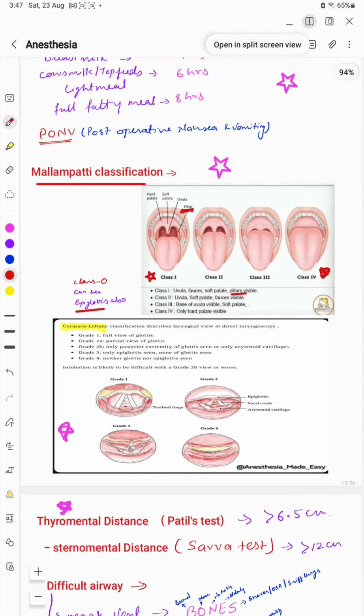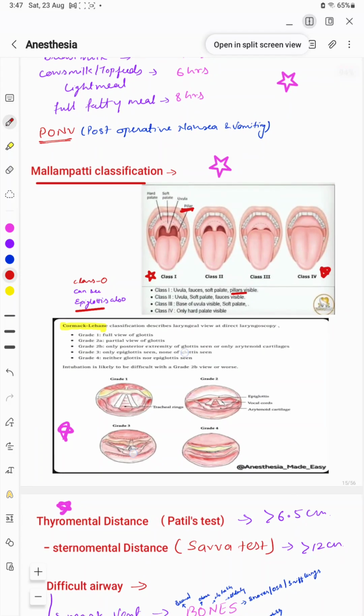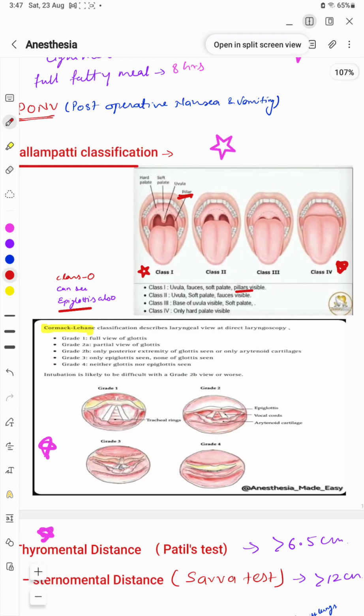Cormack-Lehane classification is used when you do intubation, and during intubation you use a laryngoscope. From the laryngoscope you can see this. When you can see nothing, neither glottis nor epiglottis, this is grade 4, and mostly in exams they ask about grade 4.